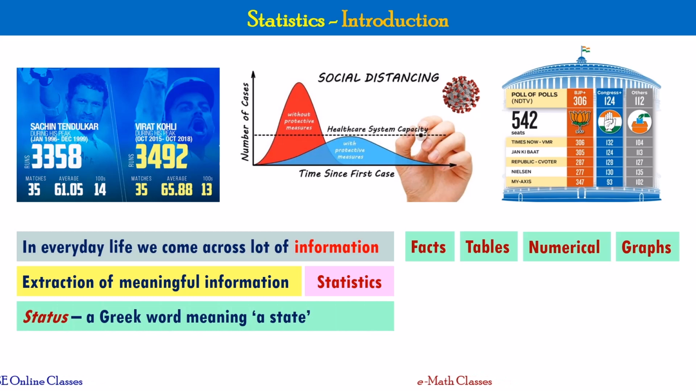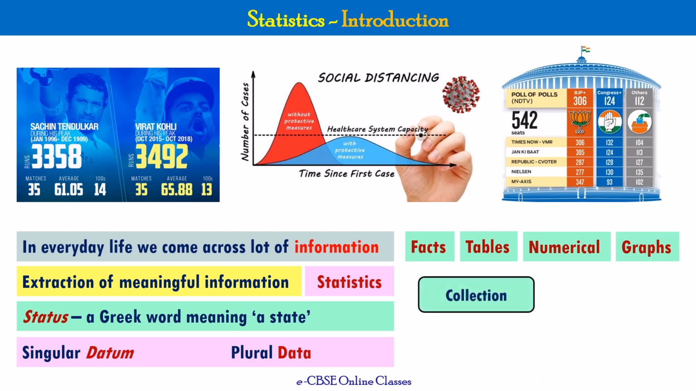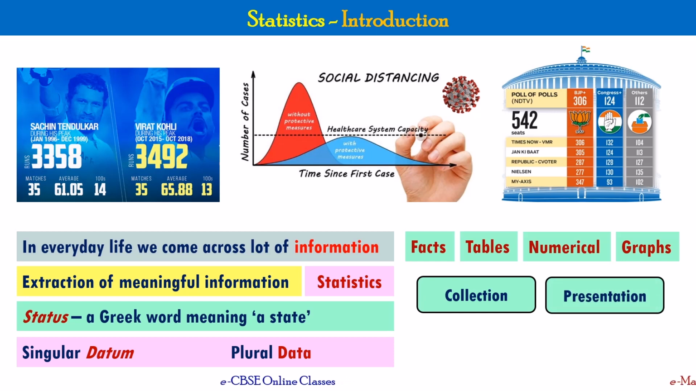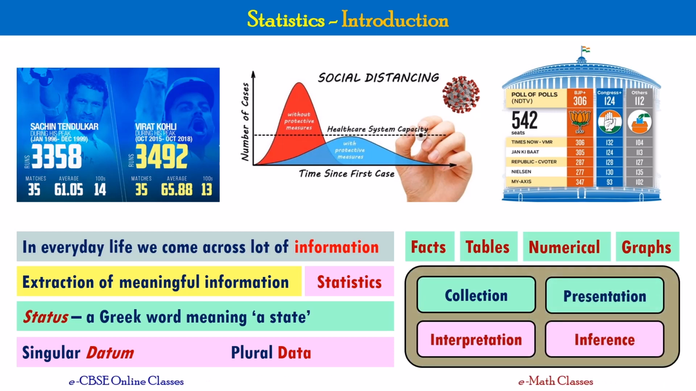The word statistics comes from a word called status. It's a Greek word. It means state. And we deal with data. Data is actually a plural word and the singular form of data is datum. What do we do in statistics? We collect, present the data, interpret and infer. Correct? Let's try to understand each of these steps.